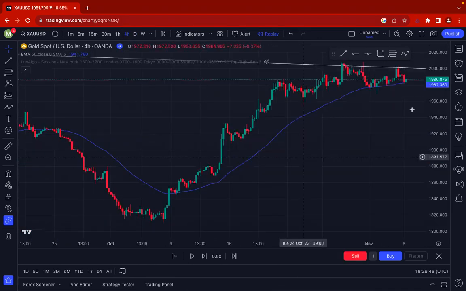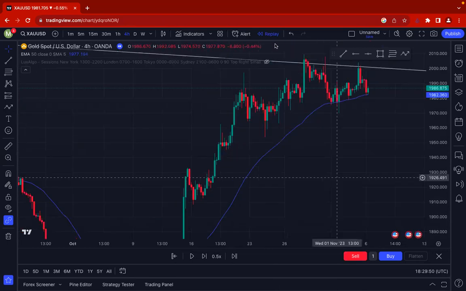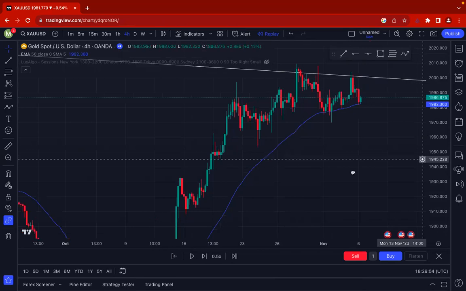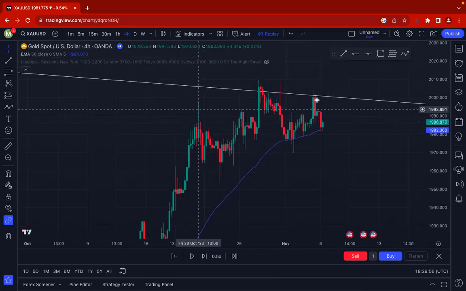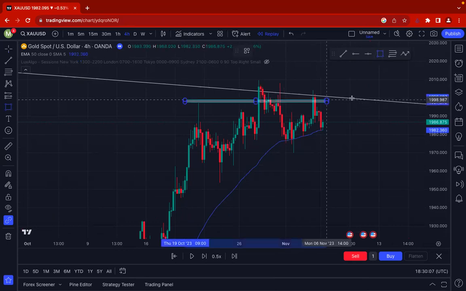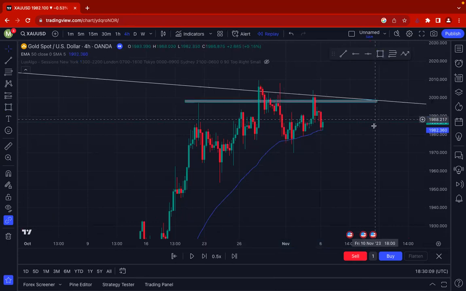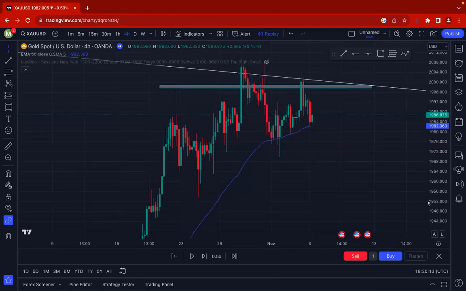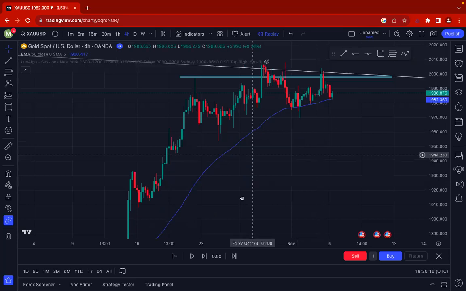On the 4 hours time frame, I'm able to see a right shoulder and a left shoulder. If you see a right shoulder and a left shoulder, what does that mean to you? That means you're having a downtrend, right? So that means this was an uptrend, but it's having a trend reversal.